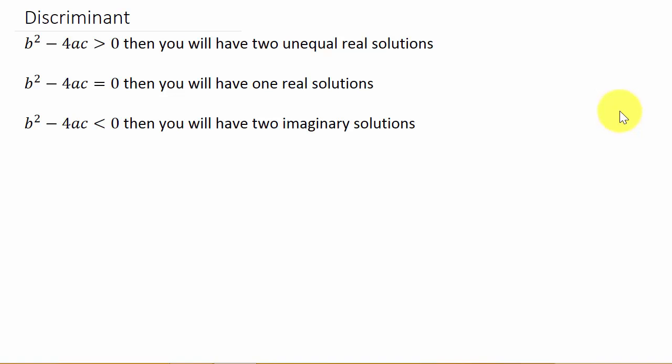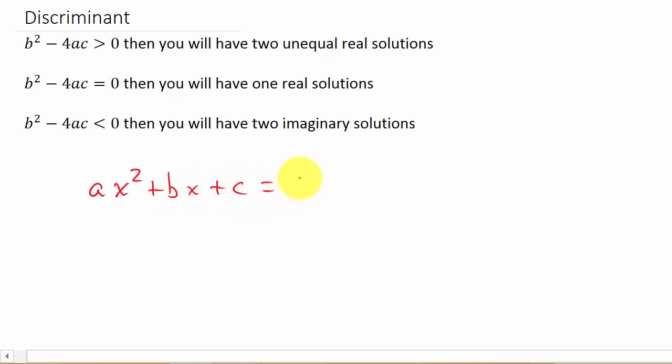Alright, so in this video we're going to look at determining the number of solutions and what kind of solutions we will have from a quadratic equation. So if we have a quadratic equation, and let's say it's in the form ax squared plus bx plus c equals 0, we want to know, are we going to have two real solutions, two imaginary solutions, or one real solution?